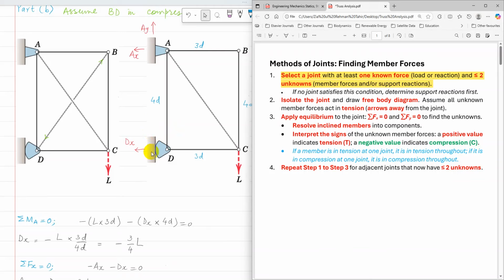So joint D. That joint D, now DX is known, and then it has two member forces AD and CD. So those are two unknowns. So I'm going to start with joint D. So I need to isolate the joint, then draw a free body diagram of it, and then the unknown member forces need to be assumed in tension, and then I need to apply the conditions of equilibrium.